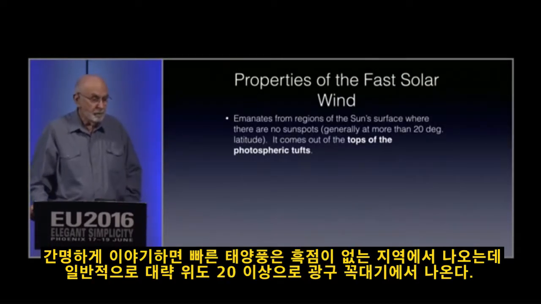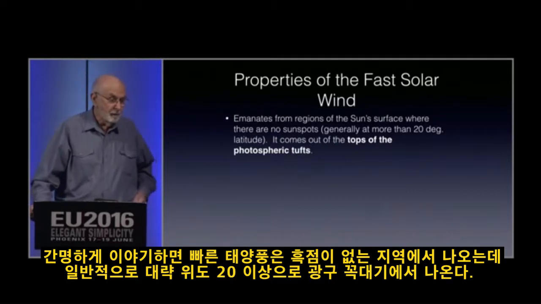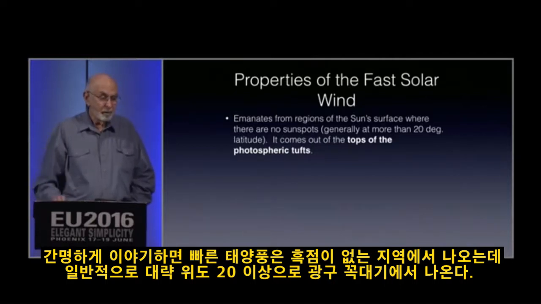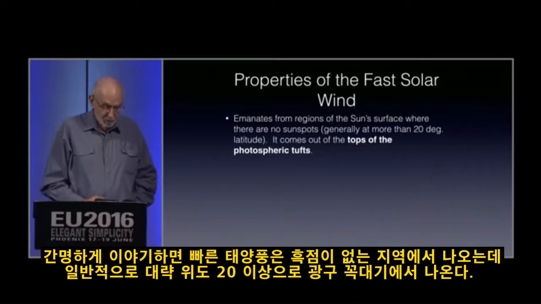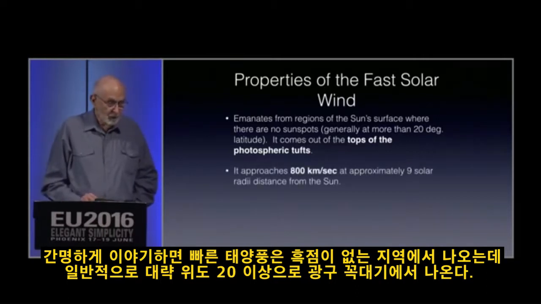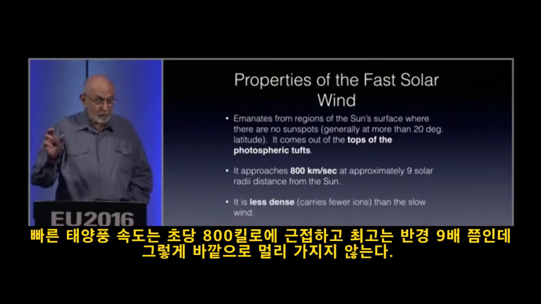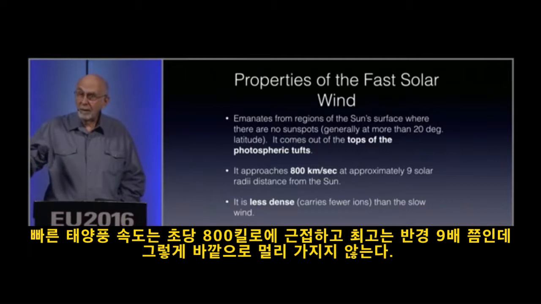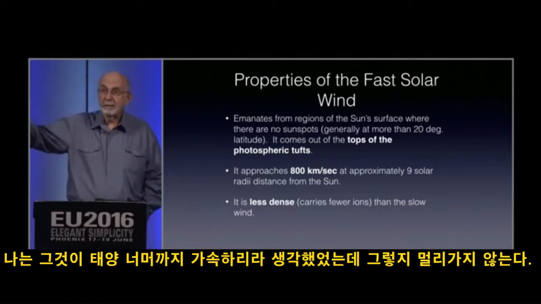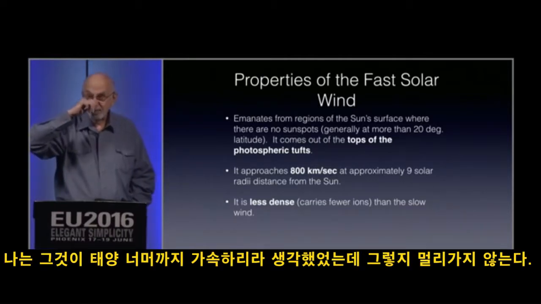So just to state it succinctly, the fast solar wind emanates from regions in the sun where there are no sunspots, generally at more than 20 degrees latitude, and it comes out of the tops of the photospheric tufts. It approaches 800 kilometers per second, and it gets to that maximum at about 9 radii. It's not too far out. They used to think it accelerated beyond Jupiter. It doesn't, not too much, anyway.